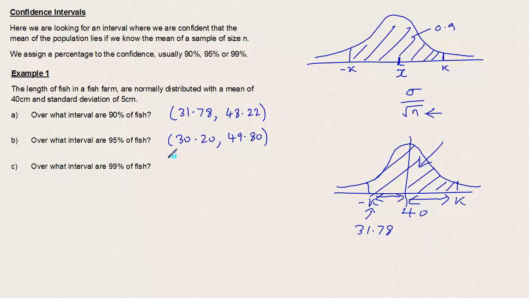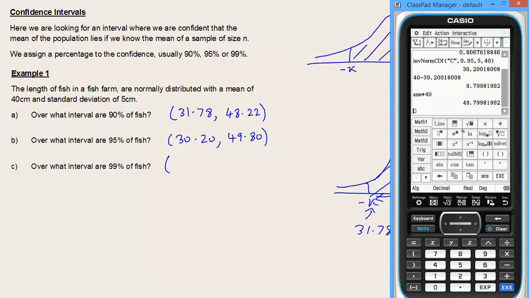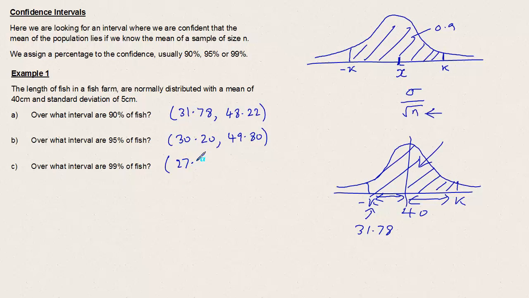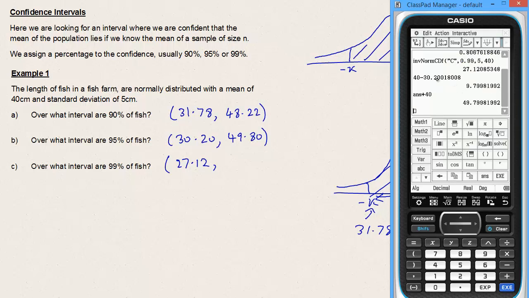And finally, for 99%, we can go back and let's just edit that to make it 99. Again, it's going to be wider, 27.12. And then we want to bring this value in here. And that should all update, and that will be 52.88.